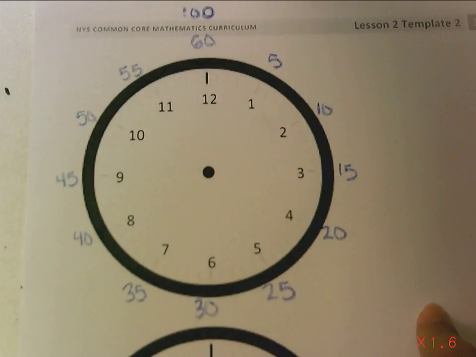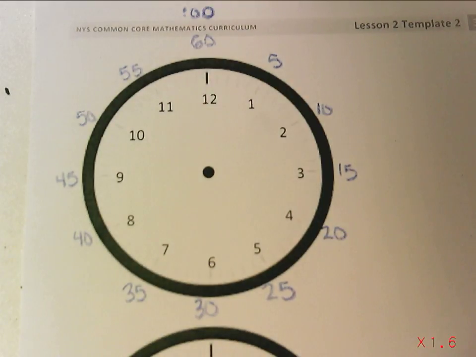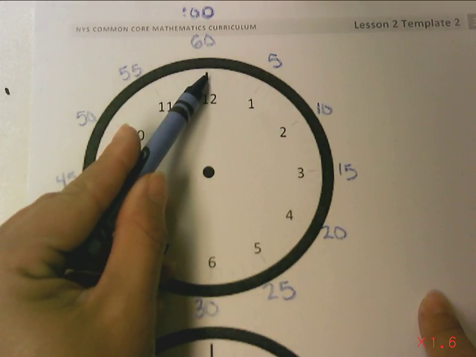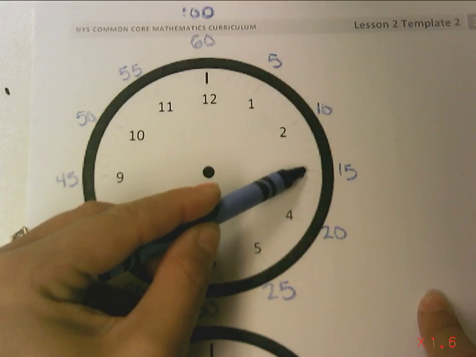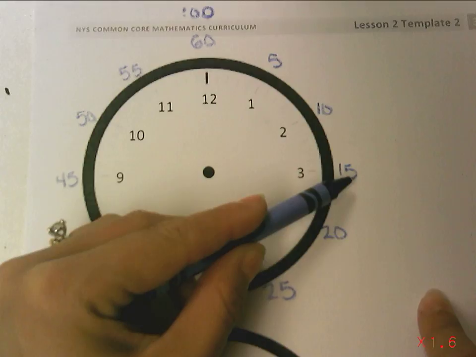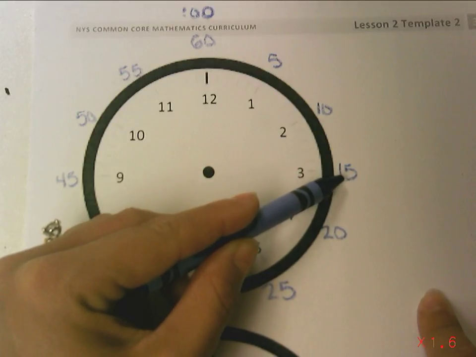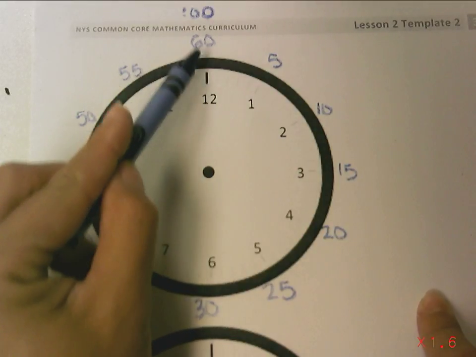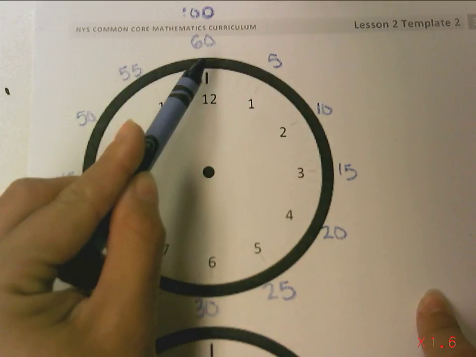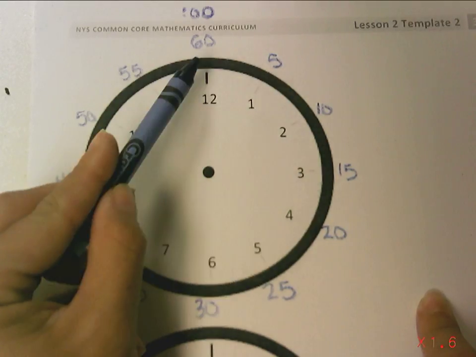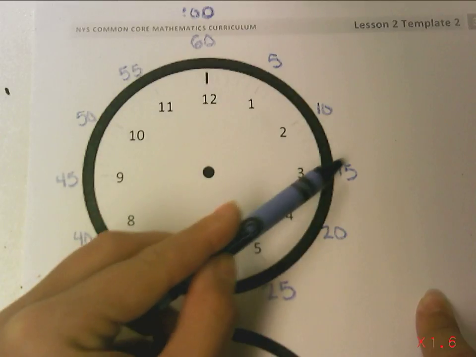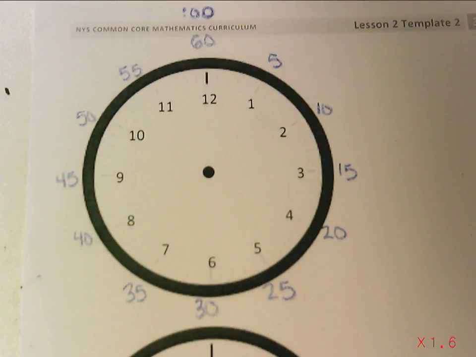So again, my first question was, how many 5-minute intervals show 15 minutes on a clock? Well, if we are starting here, we go 1, 2, 3. 3 5-minute intervals show 15 minutes because we started at 0 or our 12 and we went over 3 times. Just like we started on our number line at the 0 and we skip counted 5, 10, 15. It's exactly the same.